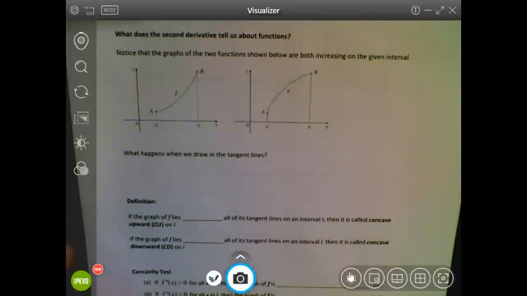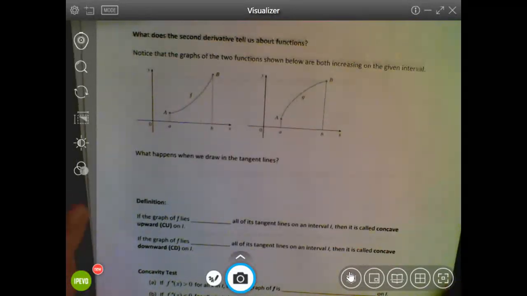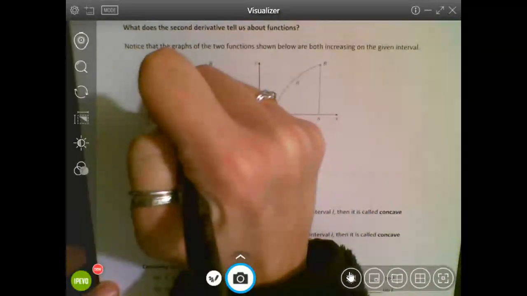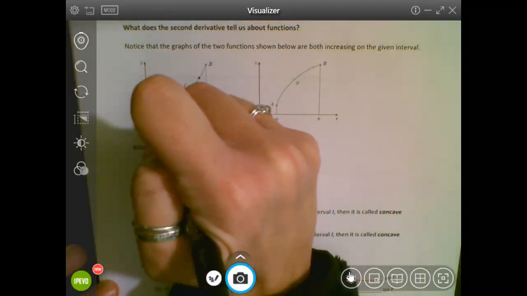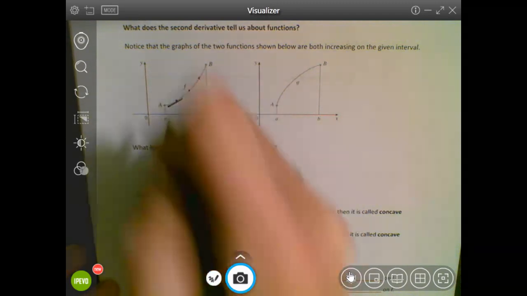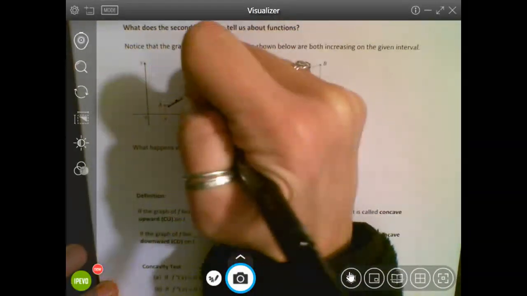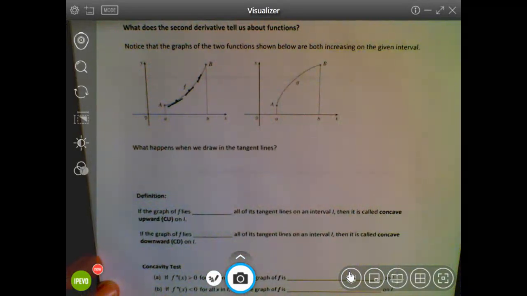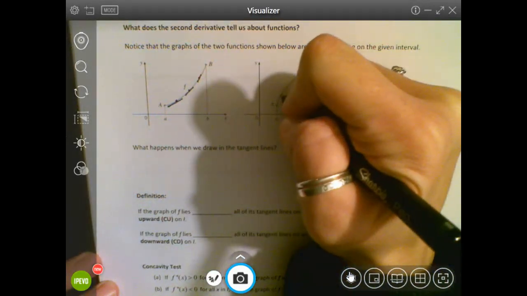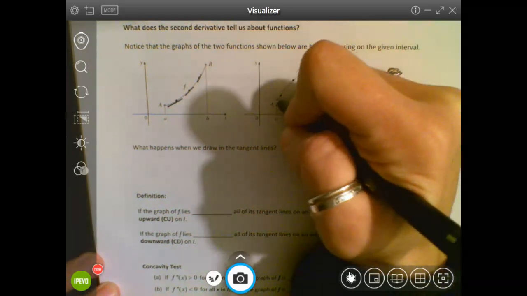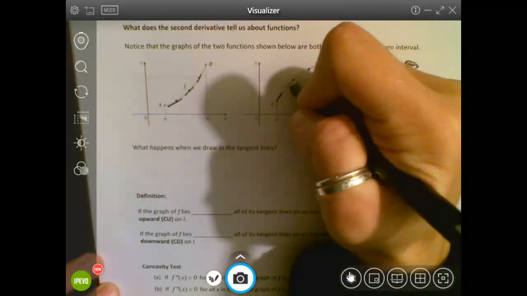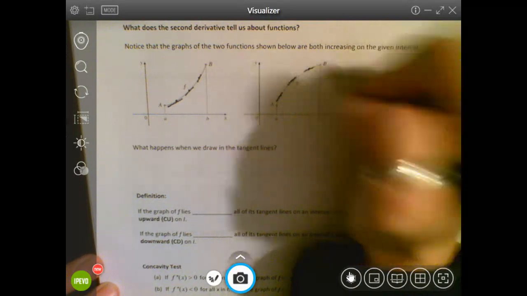But what happens when we draw in the tangent lines? If I take any point on this first interval, it could be here, could be here, could be here. Our tangent line would look something like this, or something like this, or something like this. If I do the same thing on this curve, and I pick any point in that interval and draw my tangent line in, it's going to look like this, might look like this, might look like this.